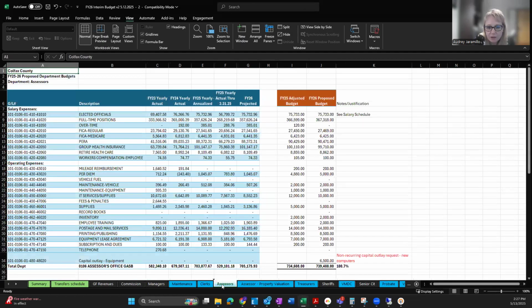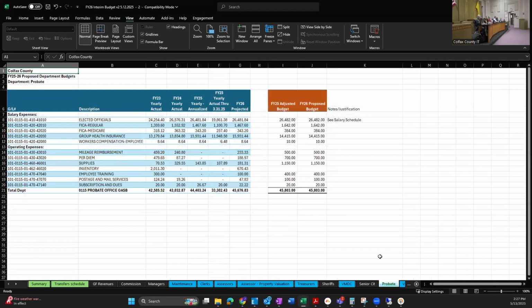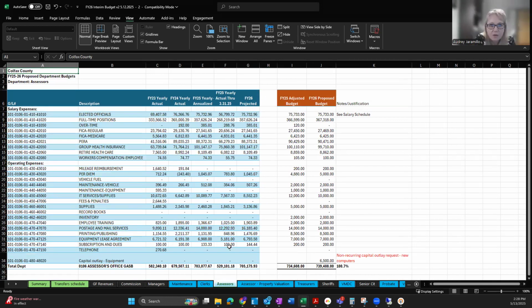Justin, what about probate? Actually, Audrey, before we go on to probate, this is Daniel. On the year to check, it should be an even numbered fiscal year. Because when you look at an odd numbered fiscal year, you only have one statewide election, but in an even numbered fiscal year, you have two statewide elections that take place. Good point. Thank you.